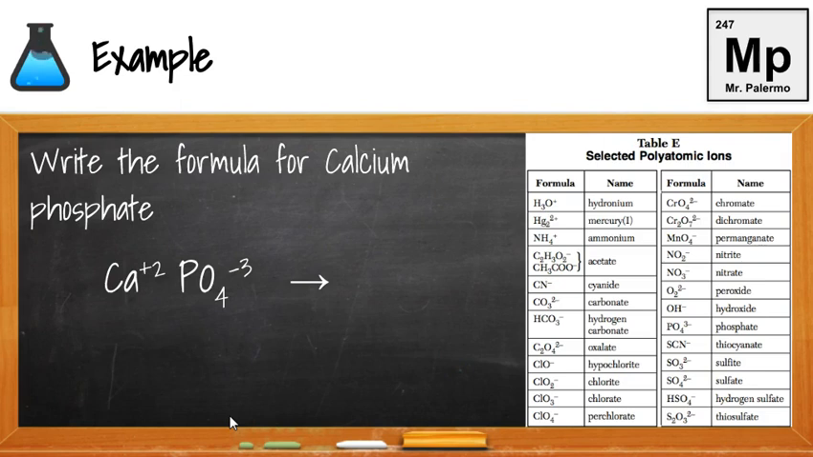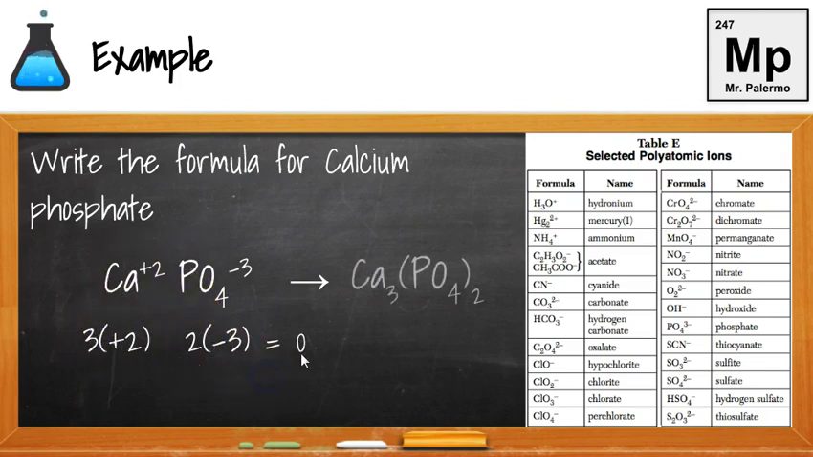Let's look at another example. Write the formula for calcium phosphate. I look up calcium on the reference table, and I see calcium is a +2 charge, so I write Ca +2. And then I look up phosphate on Table E. Here's phosphate. It's PO4 -3, and I put that here. So I have a +2 charge and a -3 charge. In order for that to balance out and equal 0, I would need 3 of the +2 charges and 2 of the -3 charges. That means I need 3 calcium and 2 phosphates.